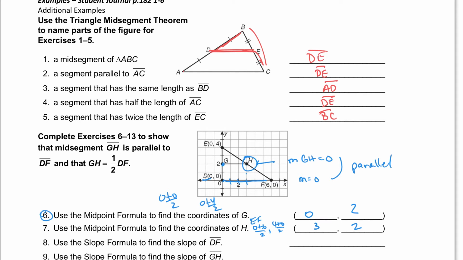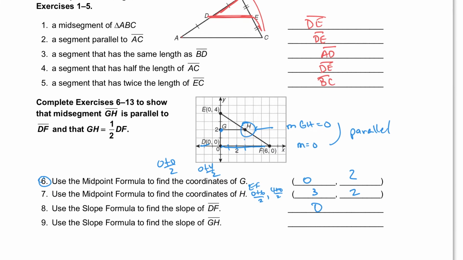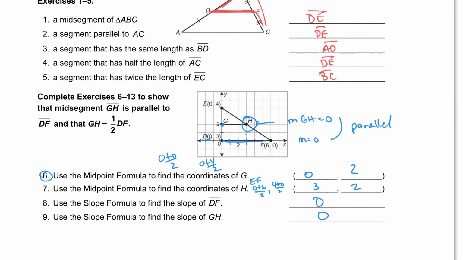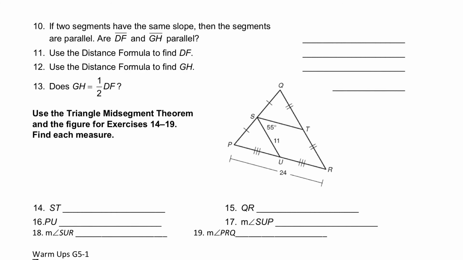Okay, now find the slope from D to E. The slope from D to F, we had said that this is going to be 0. And the slope from G to H, let's move this up a little bit here, is also going to be 0. So these two are parallel, and this is the midpoint right here. So now we can find this distance, and it's on the next page, so we will continue on there. And so if two segments have the same slope, they are parallel. So yes, they are parallel.